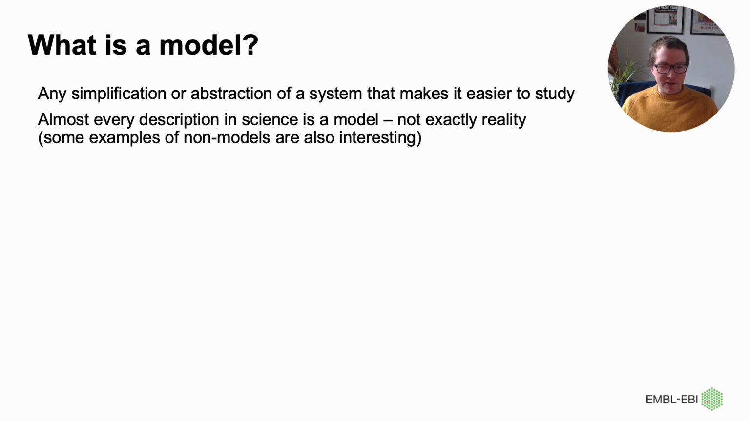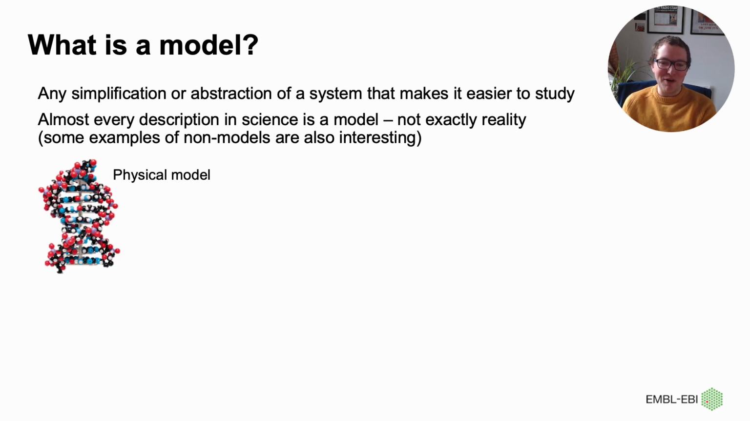So firstly, a very broad question. Here's a perhaps bad answer to the question of what is a model: any simplification or abstraction of a system that makes it easier to study. That is, of course, very vague and generic. And basically everything in science, every hypothesis, any description is a model. It's not exactly reality. There are probably some examples of things which aren't models in science, which is interesting to think about, but I'm not going to touch on that today.